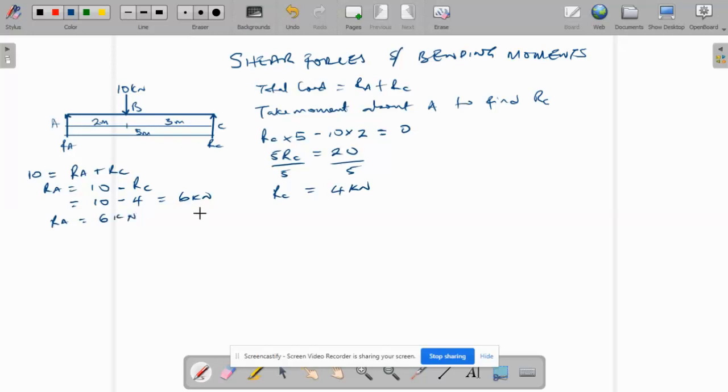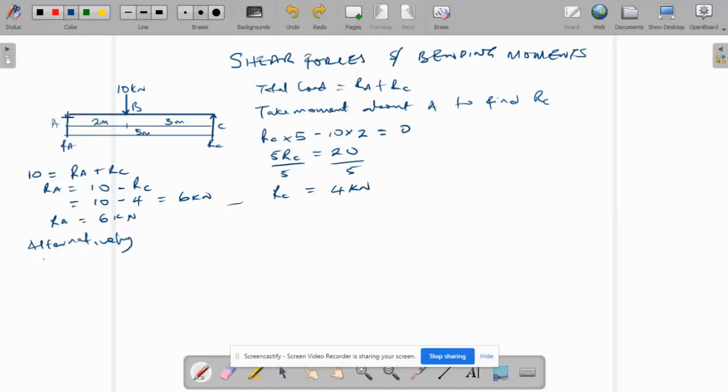Then alternatively, we can also find reaction A. What do we do? We can take moment about C. So it will be reaction A times its lever arm from C, which is 5 meters. So alternatively, we can find reaction A by taking moment about point C.